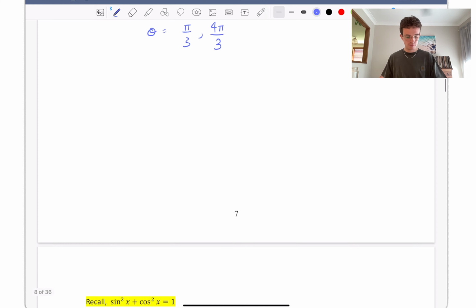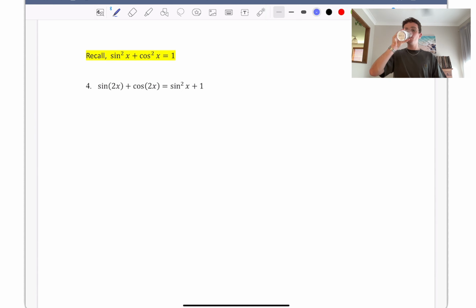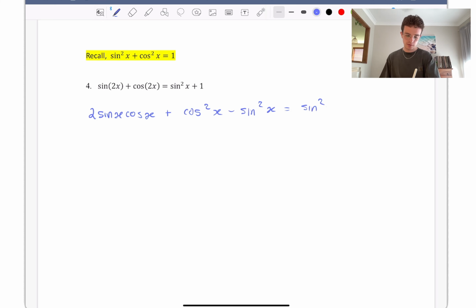Okay, next one. This question's interesting because it involves a quite basic property of sine squared x plus cos squared of x being 1, but it's not something that you might have initially thought to do. So let's expand first up the left-hand side. We know sine of 2x is 2 sine x cos x. And we know cos of 2x is cos squared x minus sine squared x. And that's going to be equal to sine squared x.